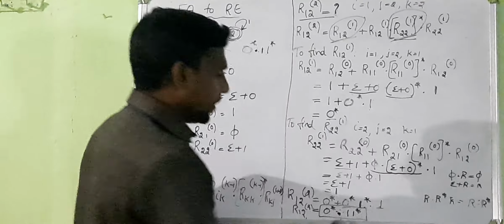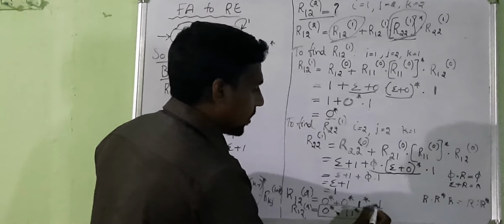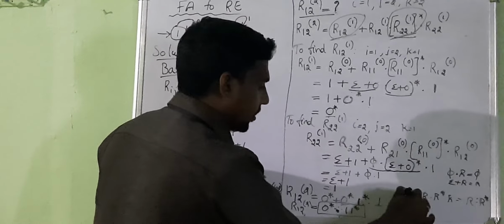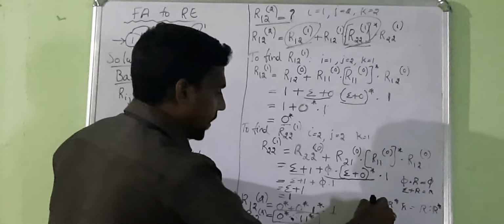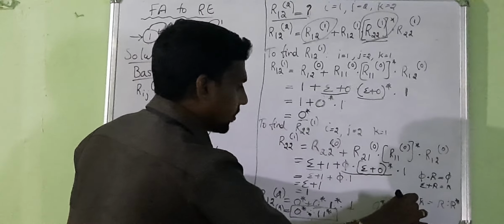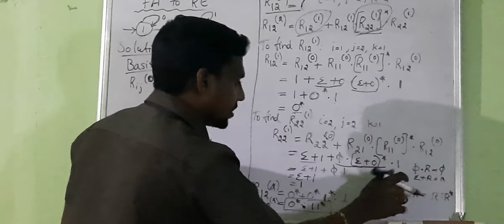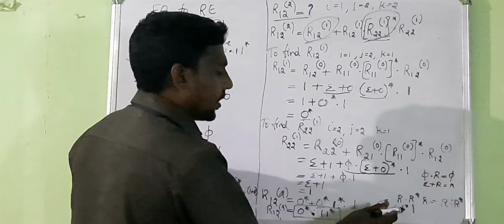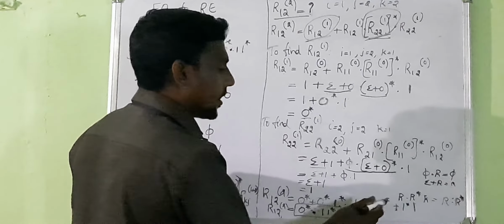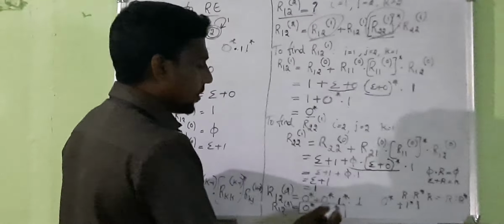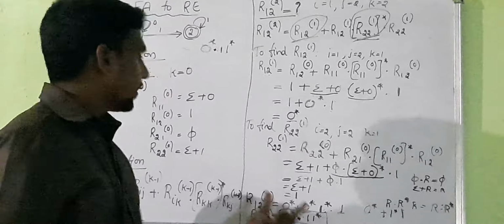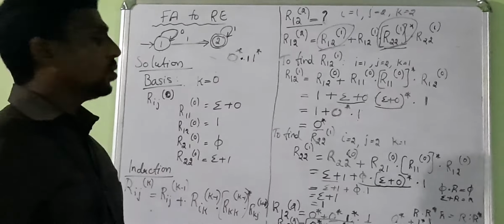How we can apply? Here we have r star equal to r star. So 0 star plus 1 star 1 star 1. 0 star plus 1 star 1. Now r star plus r star equal to r star r. So we have to apply the minimization rule and we will get like this. So answer is 0 star into 1 star.